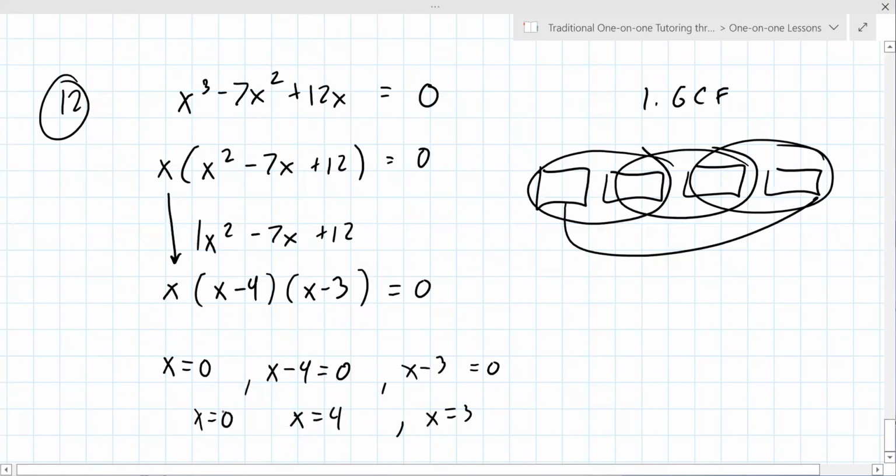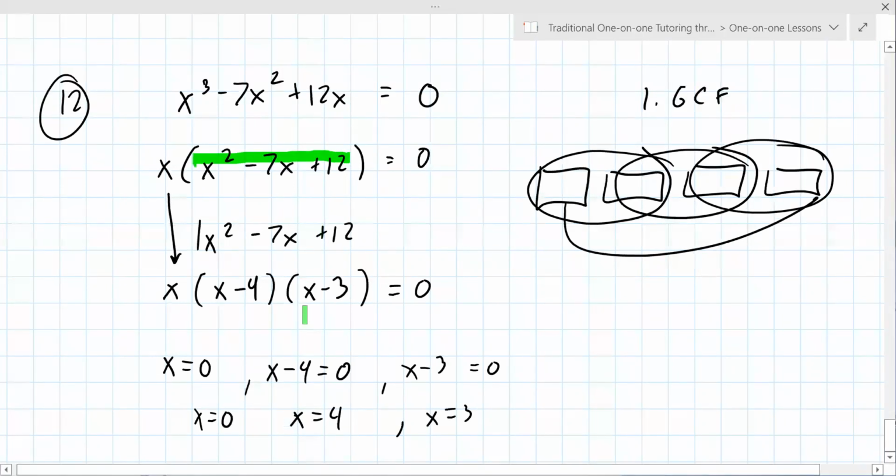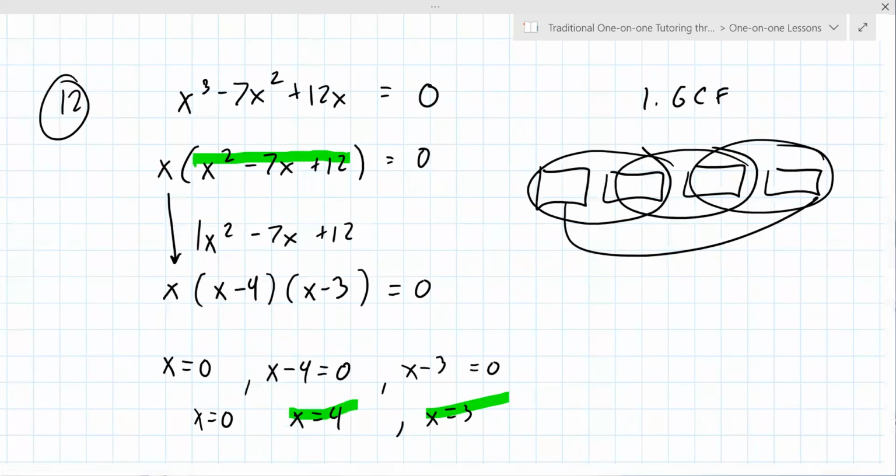0, 3, and 4, at least the one I made up here. The one for you is just these. So it's just these two answers.